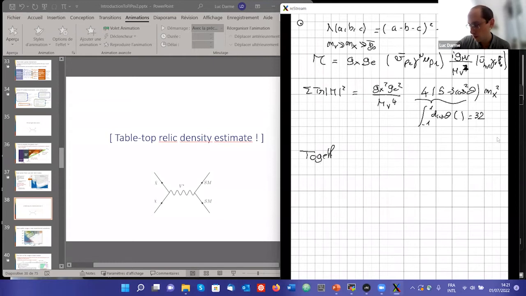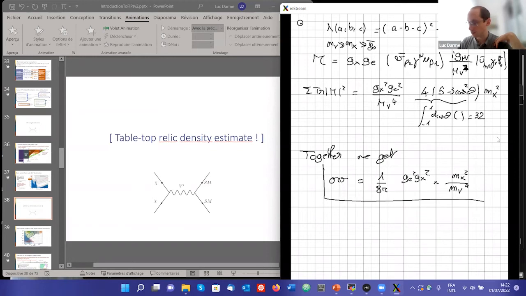Because if you put everything together now, we get that sigma v, which is the relative velocity of my two dark matter particles times the cross section, is given by 1 over 8 pi. This is because I get all the factors of 32 together. And then you have the couplings here squared times the mass of my dark matter particle divided by mv to the fourth. This is very important. So we can see many things from this expression.